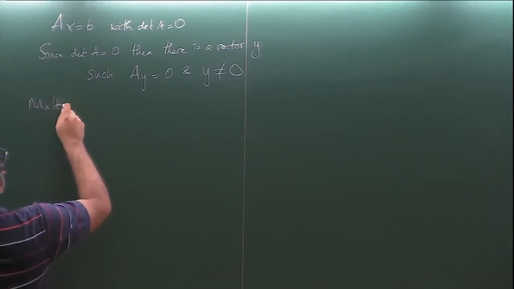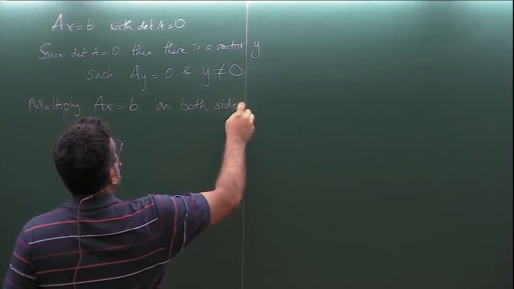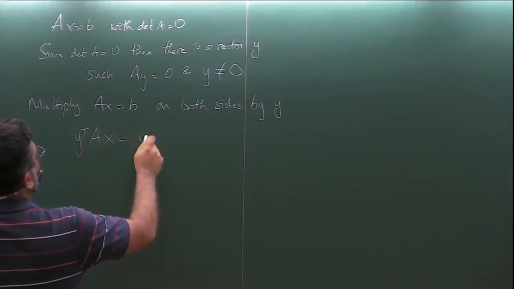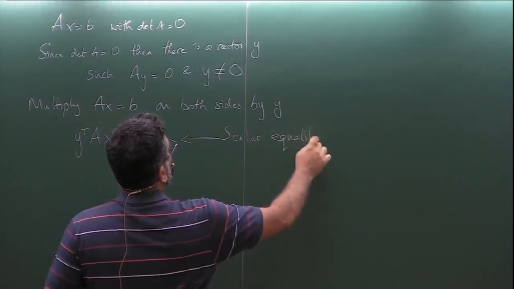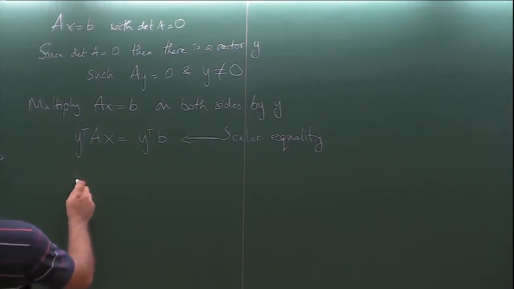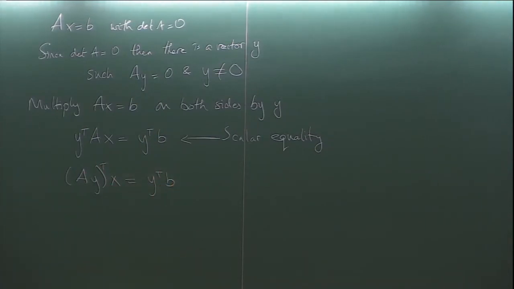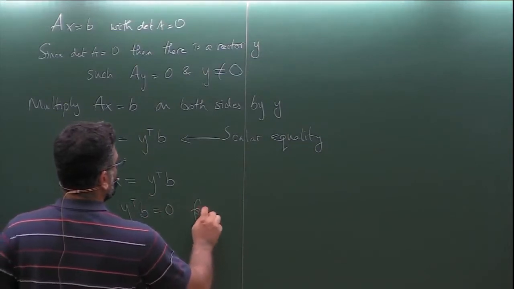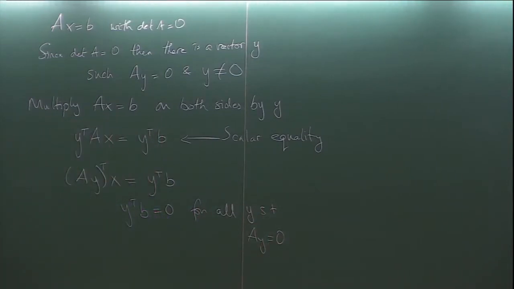So, multiply Ax equals b on both sides by y, which is to say, consider this object. This is a scalar equality. Okay? You can read this as (A^T y)^T x is y transpose b, which then implies y transpose b is zero for all y such that A^T y is zero. Okay?